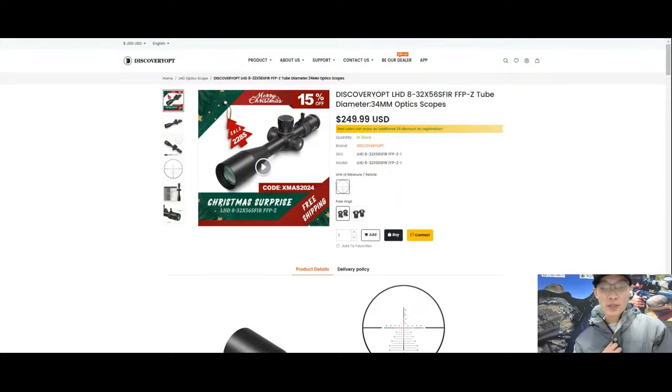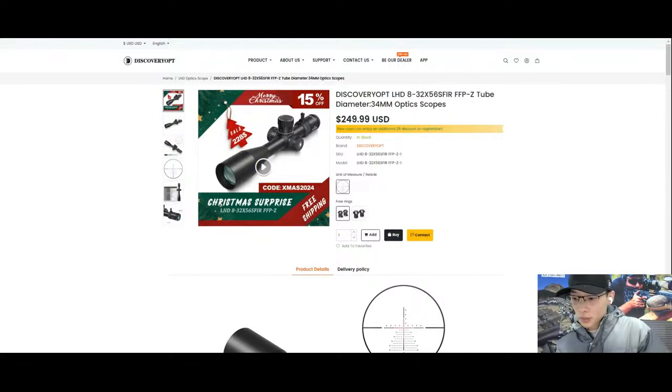For me, I prefer MRAD, like the MIL, for long range shooting, and MOA works too. But when I was in the States, I started with MOA, and then once I learned MIL, I decided I'm not going to go back to MOA. So all the future scopes I'm going to use are going to be MRAD. But we do understand a lot of people prefer MOA because it's an easier calculation when you zero the scope and everything.